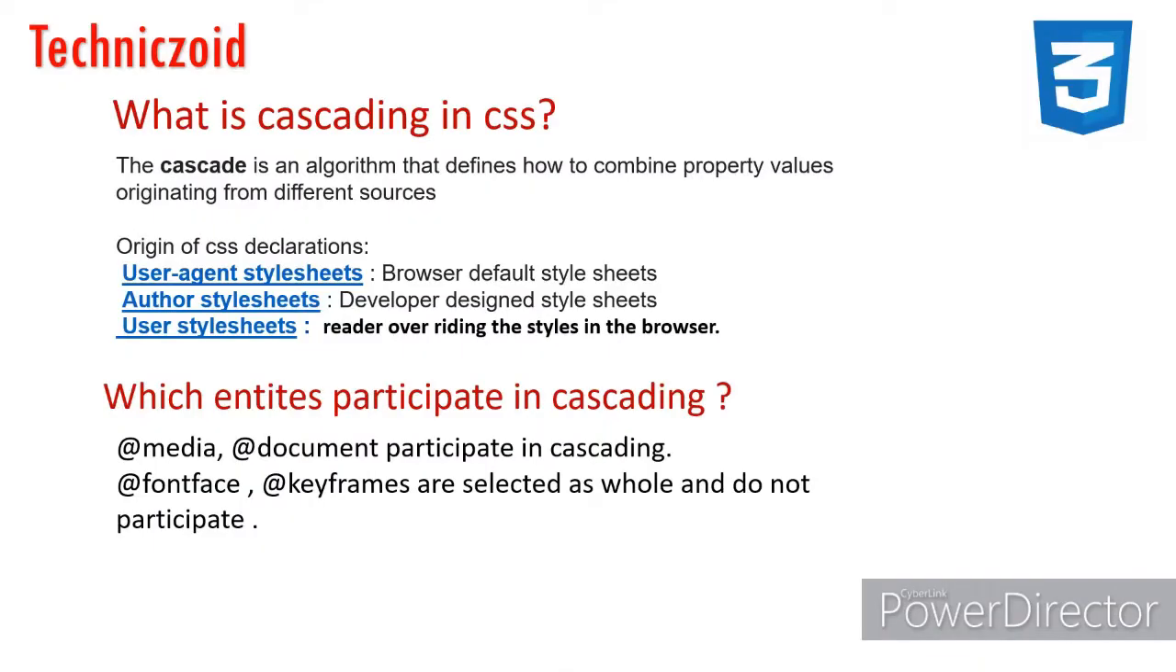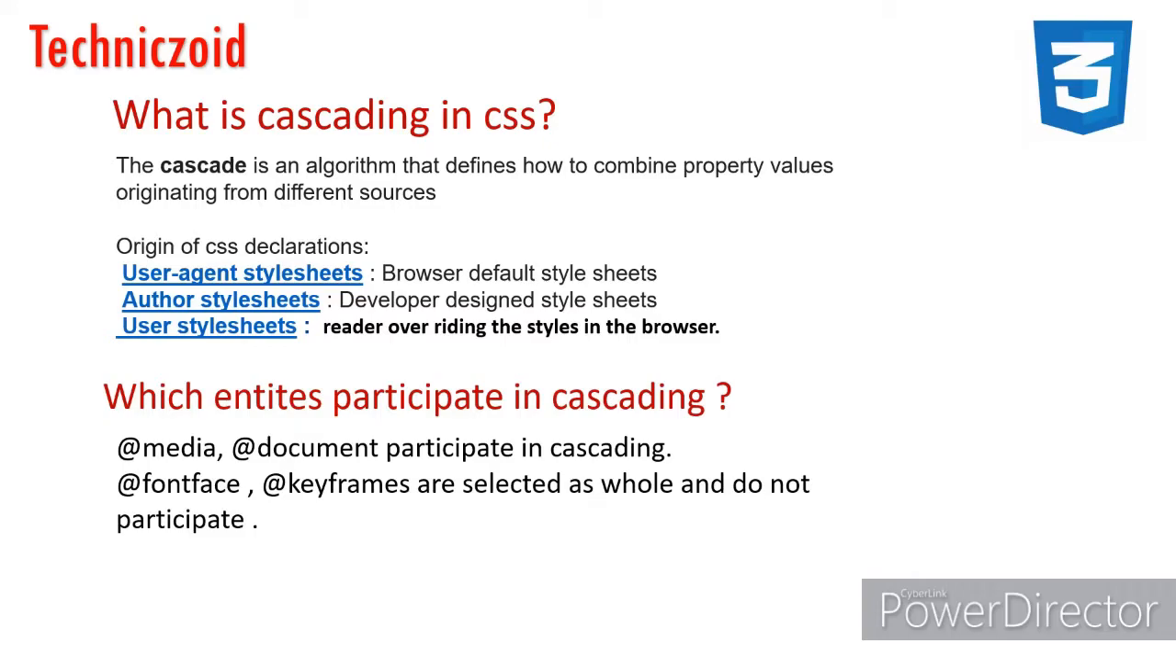What is cascading in CSS? Cascading is an algorithm that defines how to combine the property values originating from different sources. There are three possible declaration origins in CSS, that is user agent style sheets, author style sheets and user style sheets. The browser has the default styles for the HTML document, like font size and font color. Font color is black and the font size is 16px.